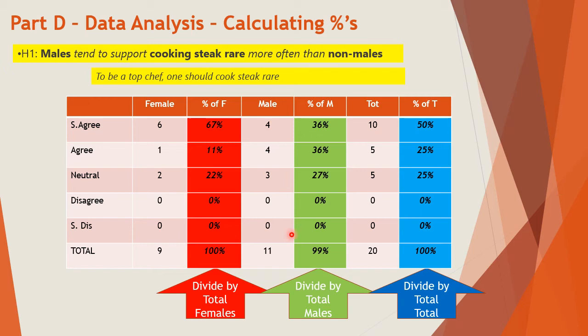Here we get 4 divided by 11. The total number of males is 36%, 0.36 on our calculator, which of course is 36%, and 3. Now, when we add these up, this is a quick check, we should get 100%. But notice in the second column, we only get 99%. Did we do something wrong?